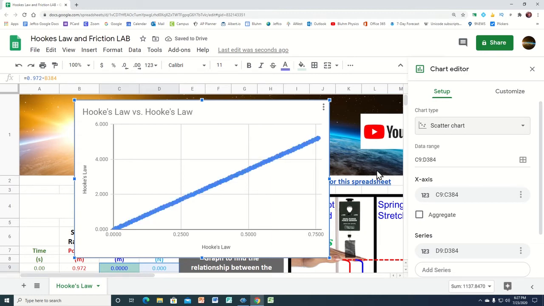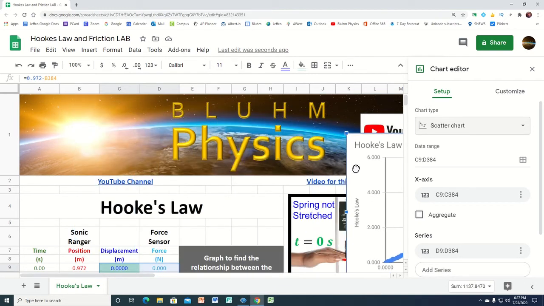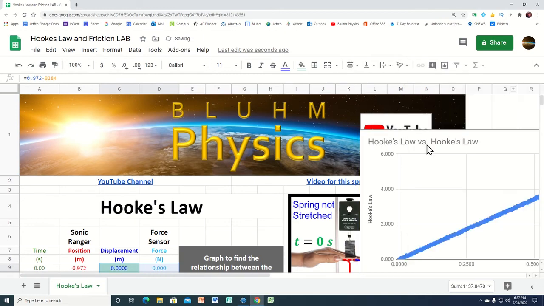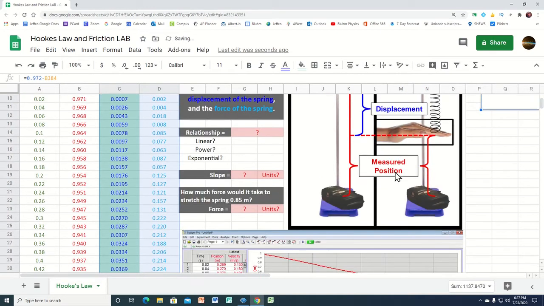But boy, there looks like a nice relationship here. There is a lot of data points there, over 300 some data points. And they do fall nicely in a line. So it looks like the relationship is a linear relationship. So I'm just going to move that chart out of the way here. And graphing displacement and force, the relationship is linear. So I'm just going to hit enter and we are good.